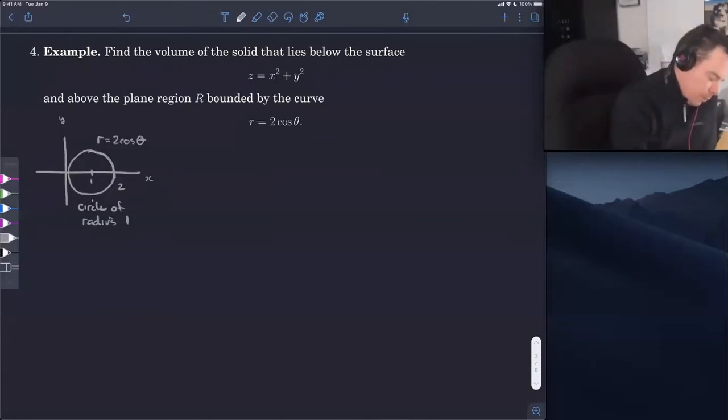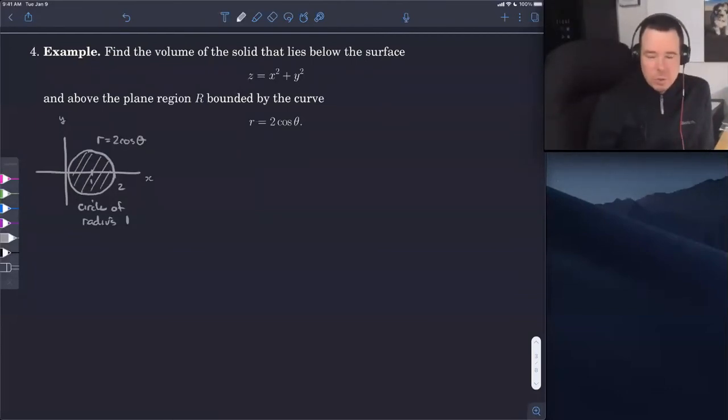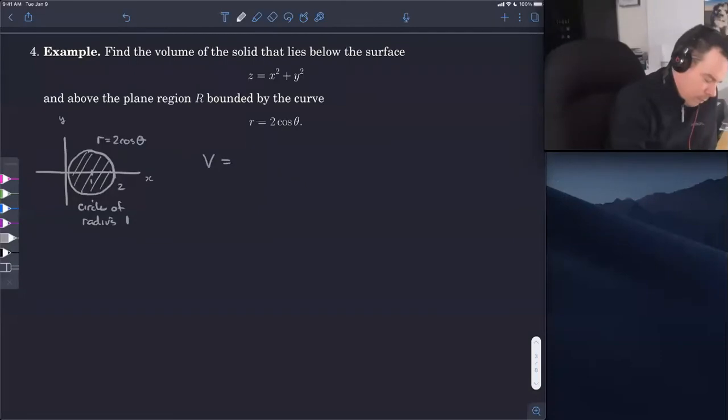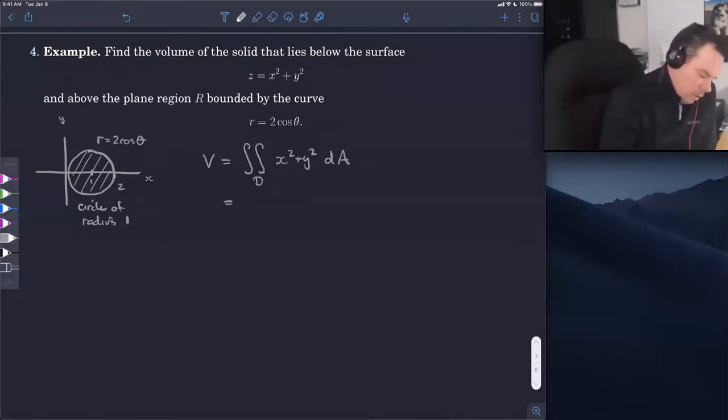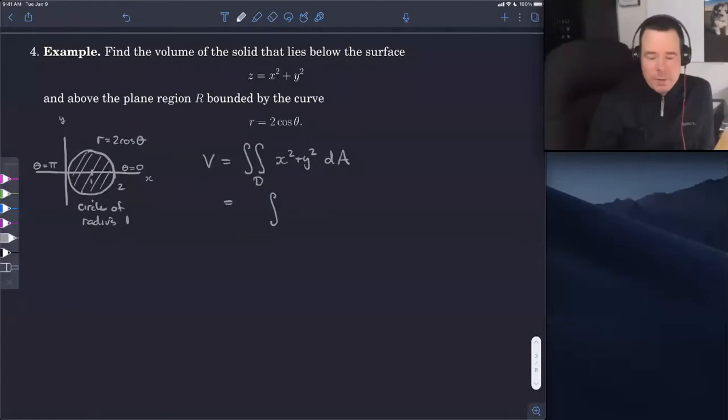Now that we've got that curve sketched, what we're interested in doing is integrating this function, x squared plus y squared, over that domain. So we're interested in finding the volume, which is the integral over the domain of x squared plus y squared dA. That's the integral we want to evaluate. And what we could do is we could notice that there is some symmetry here. We could exploit the symmetry and just note that if I integrate instead from theta equals 0 around to theta equals pi, that sweeps out half the circle.